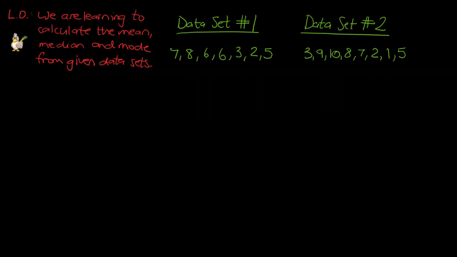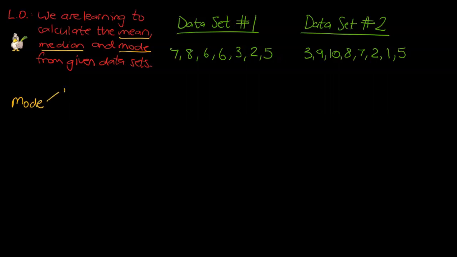Today's learning objective is in red, and we are learning to calculate the mean, median, and mode from given data sets. And I've made up two data sets here just to illustrate these, and we do need two annoyingly because it does help with some of our discussions. So let's start off with the easiest one actually. Let's have a look at the mode.